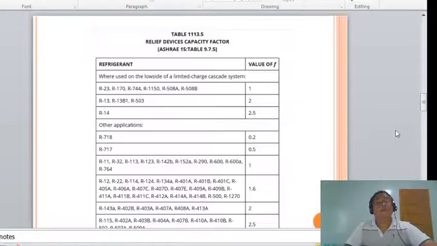Okay? So, we have here the table, of course, for the relief device capacity factor F. We have here R23, 170, 744, 1150, 508A, and so on and so forth. Okay? So, R13, R14, 718. We have here the values at the right side, of course, of the slide.